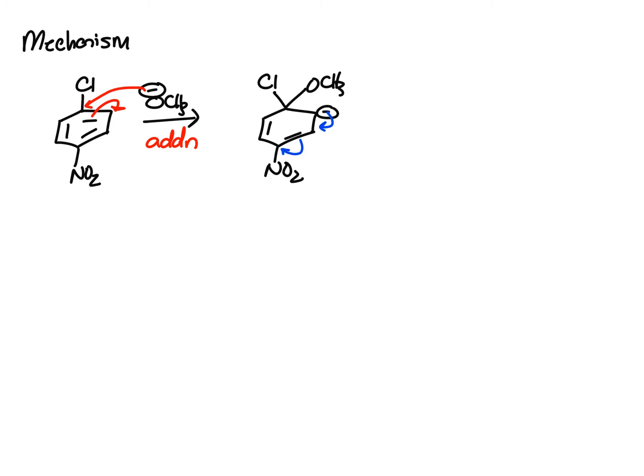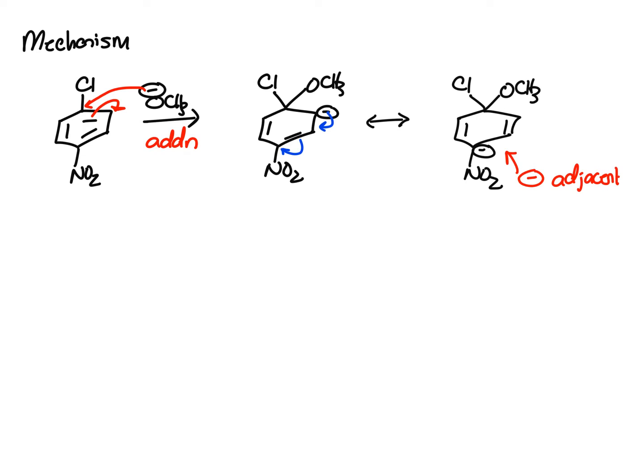we can move this negative charge around the ring, and we'll just show one resonance structure here. That puts the negative charge on the carbon containing the nitro group. This really helps to stabilize the negative charge. So it's really this particular resonance structure that lowers the energy of the mechanism enough for this reaction to occur.